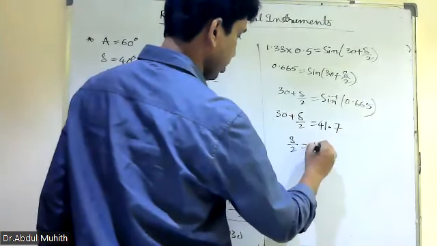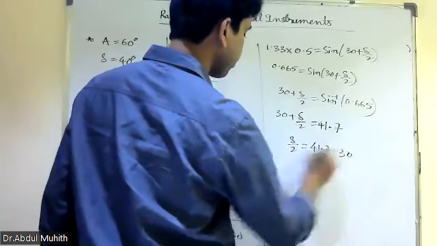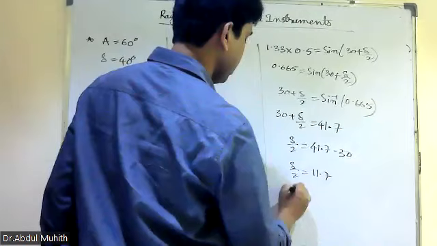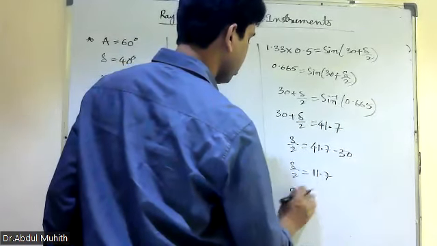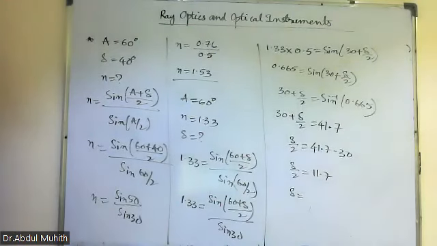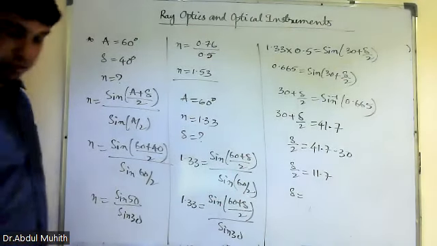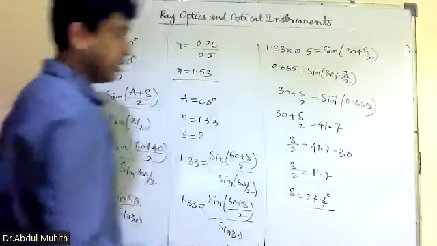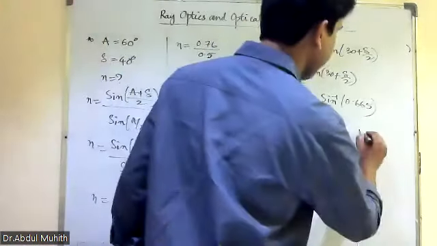Delta by 2 is equal to 41.7 minus 30. Delta by 2 is equal to 11.7. Delta is equal to 11.7 multiplied by 2, which is 23.4. So that is 23.4 degrees. Is that clear? I'll write the values also for your convenience.